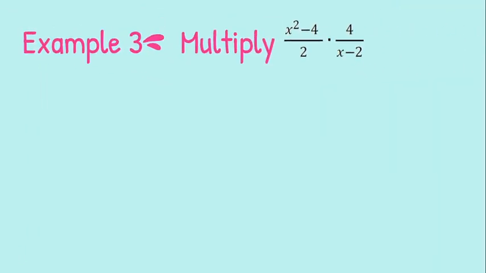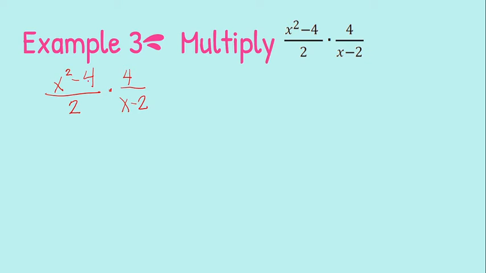Now, let's multiply (x squared minus 4) over 2 times 4 over (x minus 2). So, this time, we're going to solve this without the solution or the method that we have used. The method that I'm going to use is factor first the numerator and then the denominator, and then we're going to cancel the common factors.